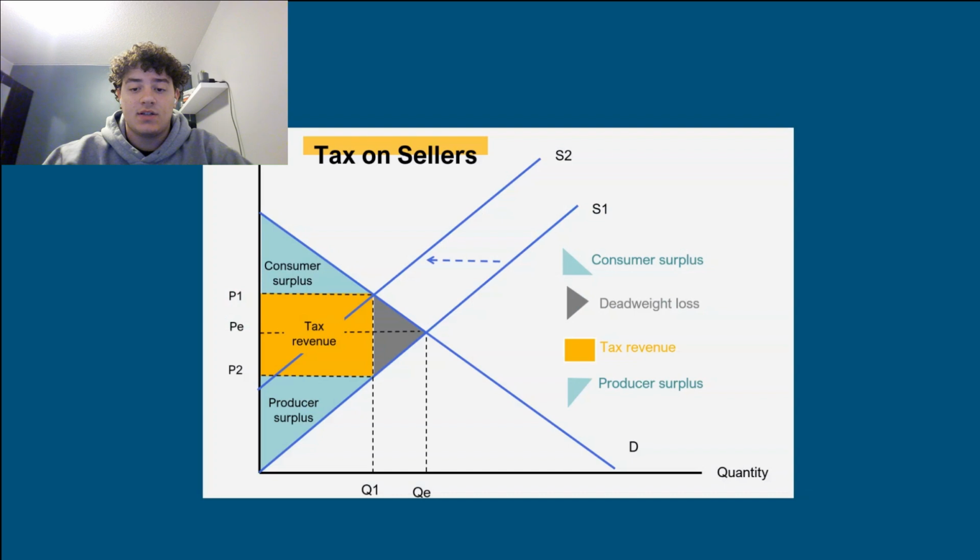In the graph, the section of the Q1 marker that is between the curves is where the wedge goes. The gray area on the right of the wedge, between the supply and demand curves, is the deadweight loss.